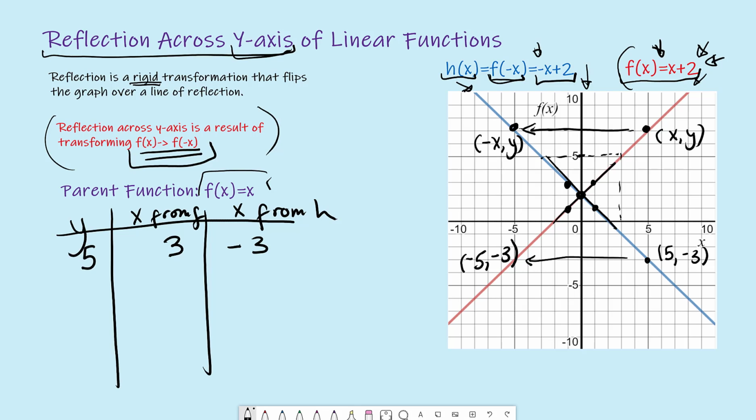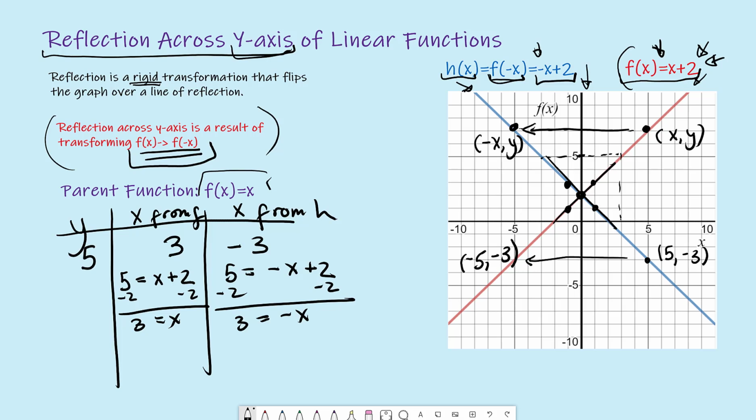How can we see that? Well, let's put in the values from the equation. 5 equals x plus 2. We take away 2 from both sides, and we get 3 equals x. On this side here, we have 5 equals -x plus 2. So in this case, again, we subtract 2 from both sides. We get 3 equals -x, or x equals -3. So indeed, we have these 2 points.